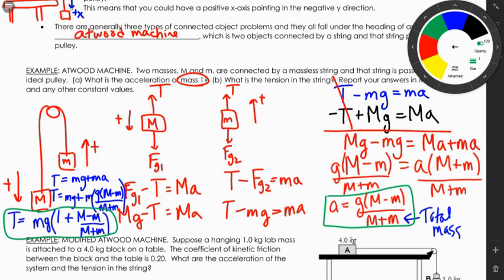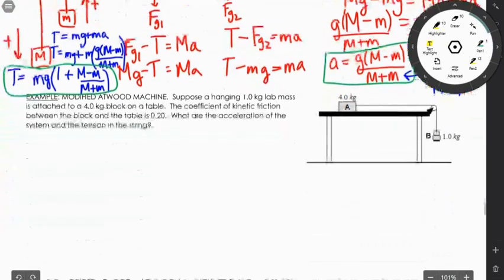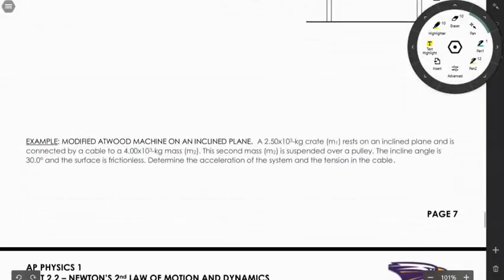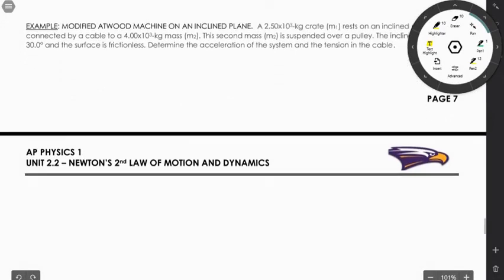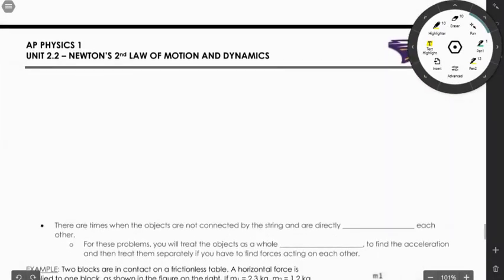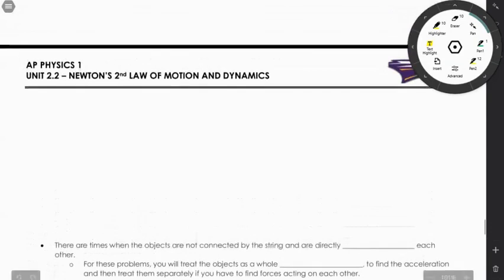And I'm going to do a separate video for a modified Atwood machine, and then I'm going to do another video when we put it on an incline. Okay, just to give you a little preview of some of the things that are coming up, and then we'll do when they're touching or separated by a string on a horizontal surface.